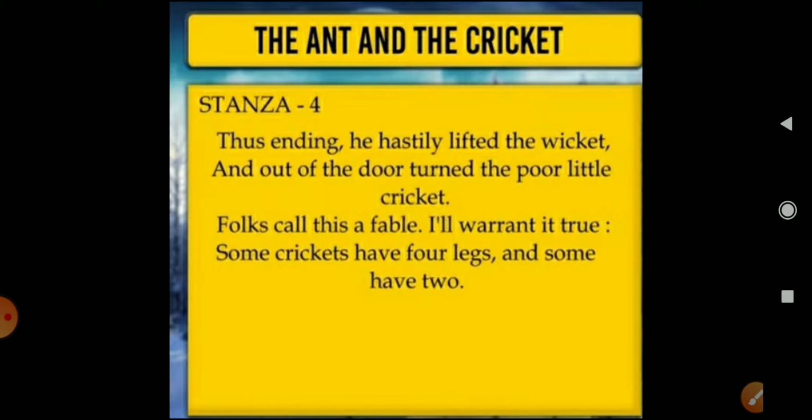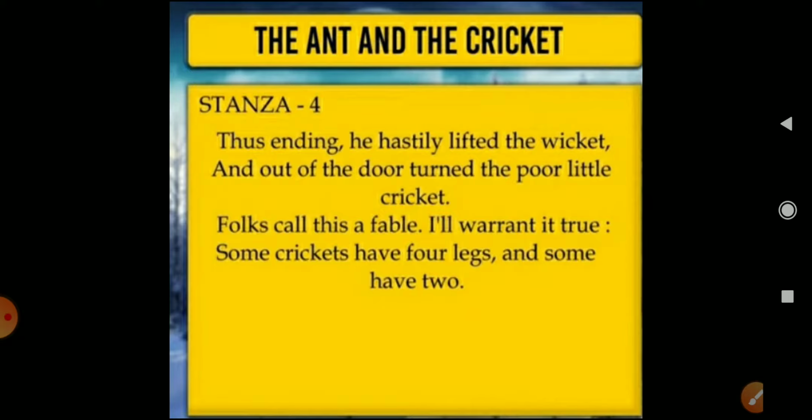In the last stanza, thus ending, he hastily lifted the wicket, and out of the door turned the poor little cricket. For cause this fable I will warrant it true, some crickets have four legs and some have two. So in the last stanza, listening to the cricket, the ant tells him that he was singing and enjoying the spring and summer, so now he would do the same, and winter will go away. He said, as you have enjoyed the summer and spring season, now enjoy the winter season also, that will also go away in the enjoyment.